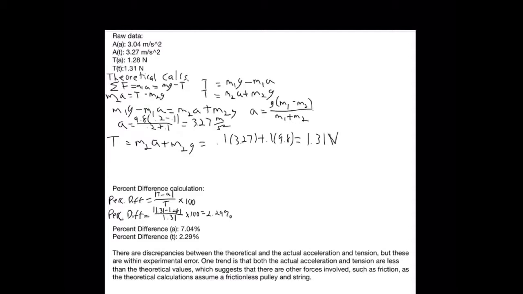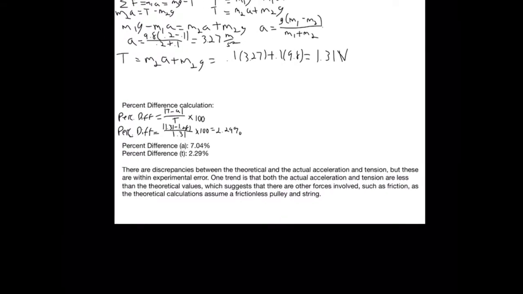To find percent difference, the equation used was the absolute value of the theoretical calculation minus the actual calculation over the theoretical calculation times 100. The values for both tension and acceleration were plugged in individually. The percent difference for acceleration was found to be 7.04%, and the percent difference for tension was found to be 2.29%. There are discrepancies between the theoretical and the actual acceleration and tension, as shown by the percent difference, but these are within experimental error.